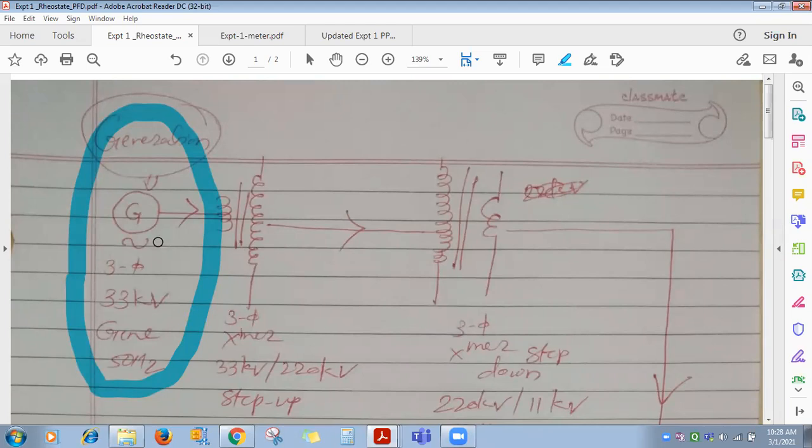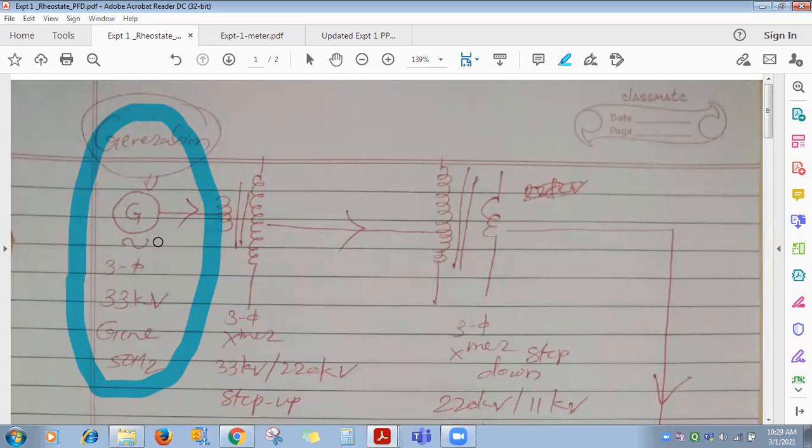So in India, electricity is generated in which form, AC or DC? AC form, very good. Correct. Okay, and what is the generating frequency? 50 hertz, very good. And electricity is generated in the form of three phase or single phase? Three phase. Okay, three phase.